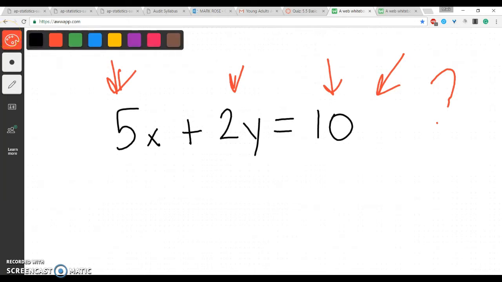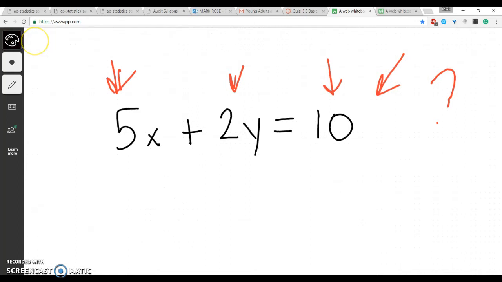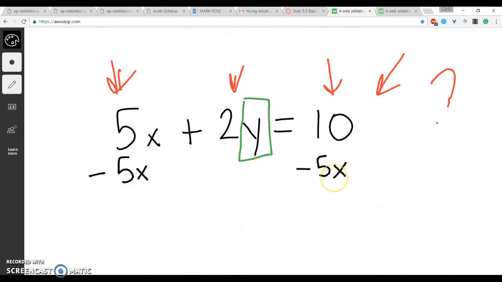So what we are going to do is we're going to get this thing out of standard form and put into slope-intercept form. What that means for us is we want to get the y all by itself. So the first thing I'm going to do to get the y all by itself is move this x to the other side. I'm going to have 2y equals negative 5x plus 10.